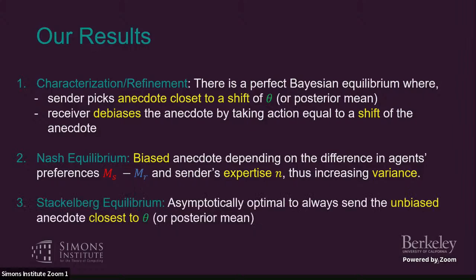And we see that this is not the case when the sender has the power to commit. When the sender can commit, as in a sequential game, the optimal strategy is actually to choose an unbiased anecdote that is closest to the state of the world theta, instead of trying to bias it and having the receiver debias it, because that only leads to a loss in precision. So the sender does not even want to do that.